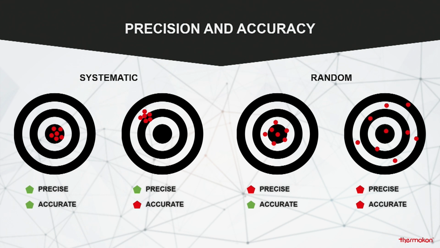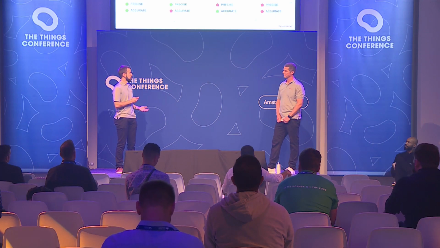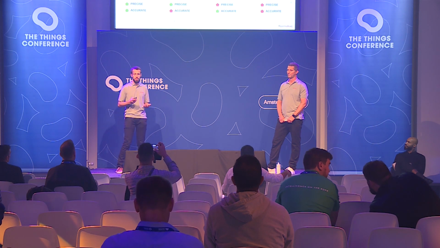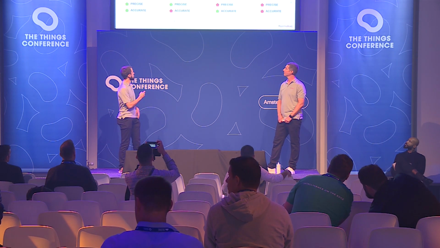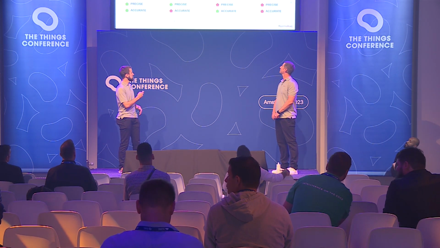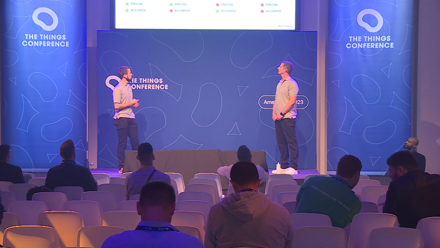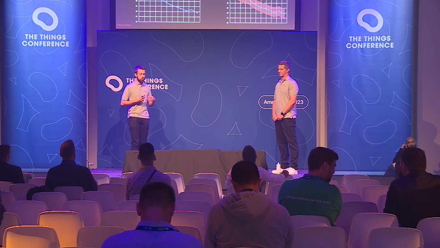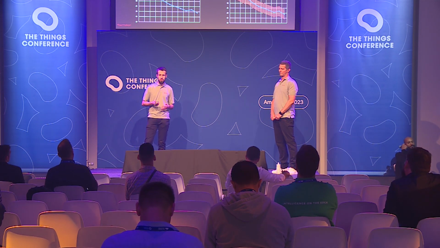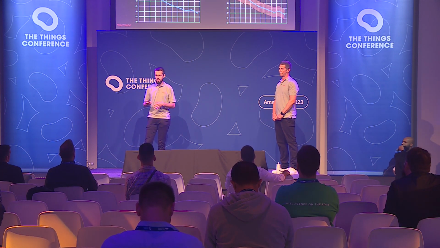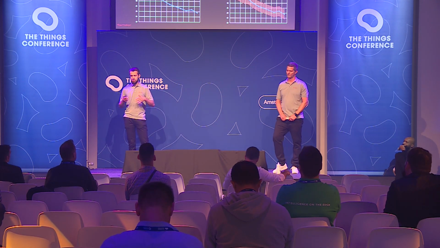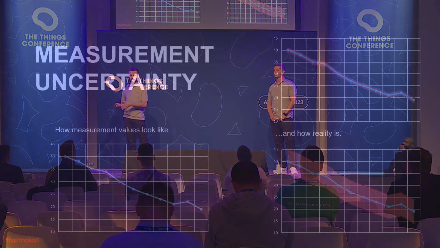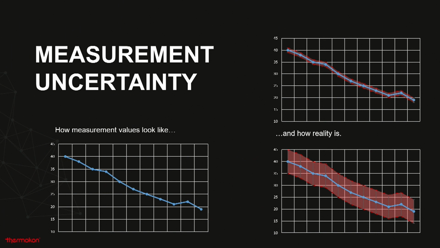But in reality, it sometimes looks more like this, where it is less precise and less accurate. And in reality, we are somewhere between these two points. So in technical measurement, we call this measurement uncertainty. This uncertainty is not an error. It's just something technical that you have to consider for your application, and not by defining an error.